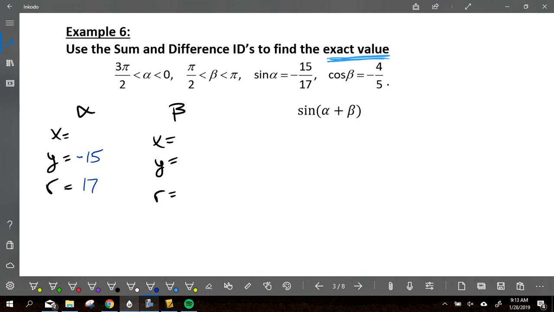It didn't tell us any other information about numbers with alpha. Can I still find x, though? Pythagorean triples. I've got 15 and 17. If you have 15 and 17, that goes with the other one, which is 8.